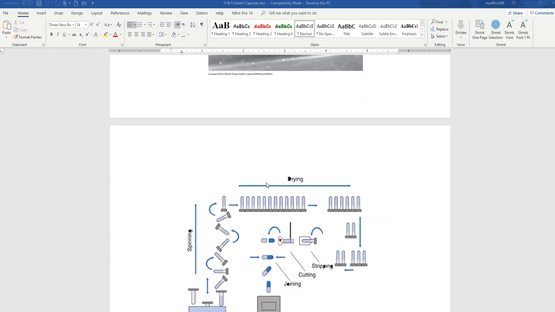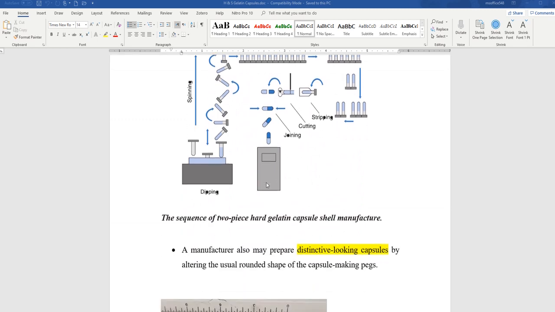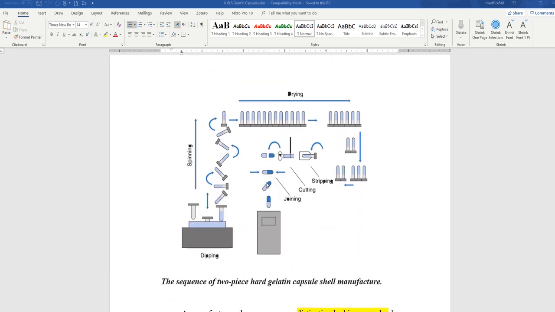Okay, question. Of course all of you know how hard gelatin capsule shell looks like. It looks like this, and it has not really changed since maybe 160 years. It's the same shape, but it is possible that I can change a little bit in the capsule shell. But how can I change the shape of the capsule shell?